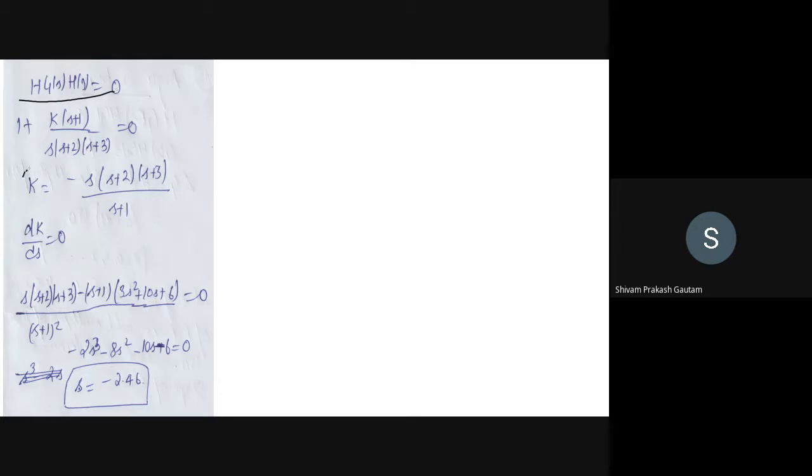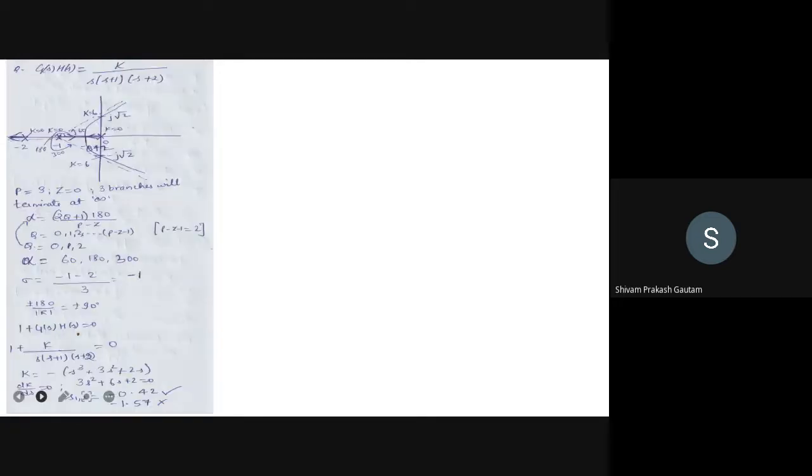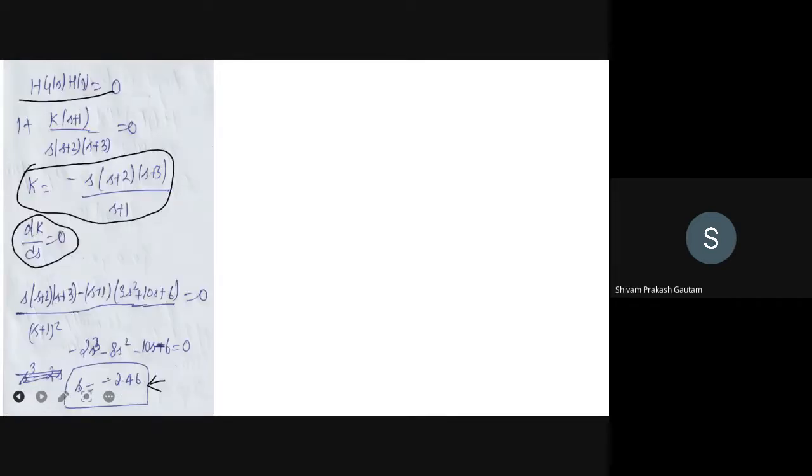You have calculated the value of gain k here, and we have differentiated it with respect to s. After differentiating, you can calculate the values of s. You can see we are having minus 2.4, which is coming here. So this will be our breakaway point. You can see that this is a cubic equation, so that means you will be getting 3 roots.